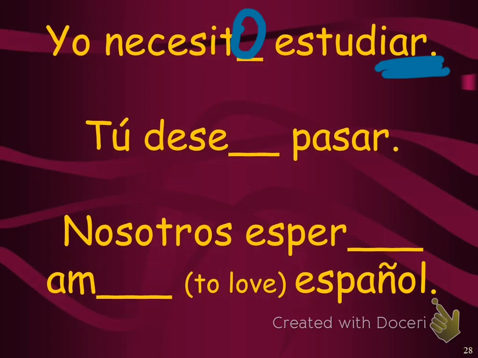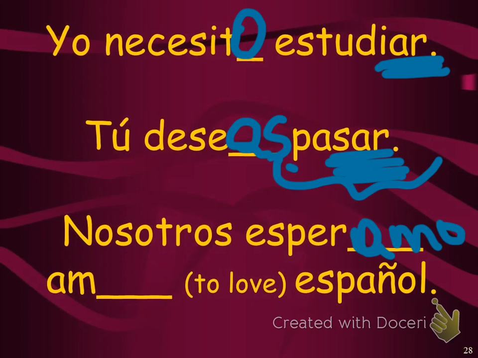The second verb there, the verb desear, to agree with the tú form, would be? Tú necesitas. You need to pass. To pass, notice anything with an AR is always to something. Okay? And nosotros esperamos, conjugate the verb, we hope to, and then the verb to love, would we conjugate it? Nope, you would just leave it in its infinitive form because this means to love. Okay?